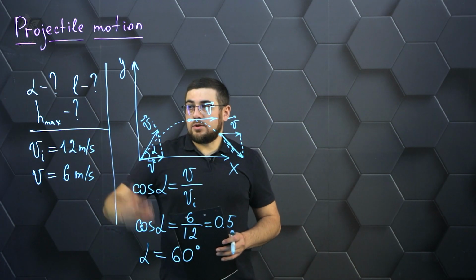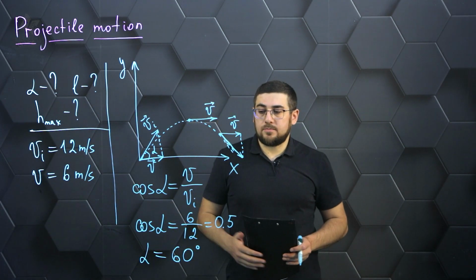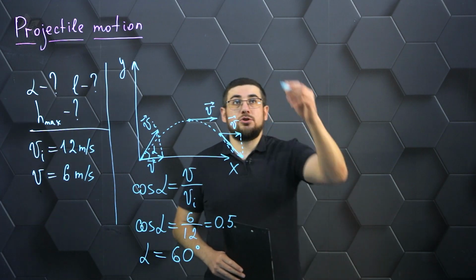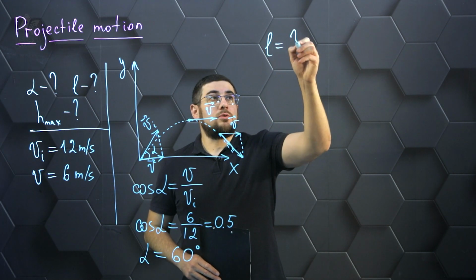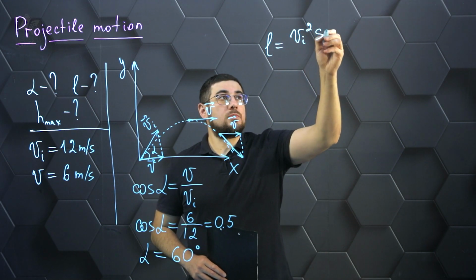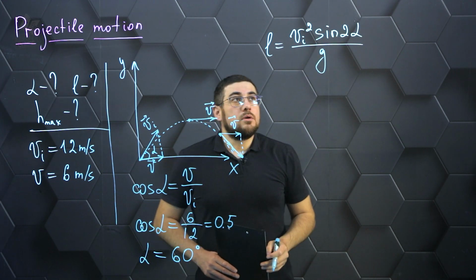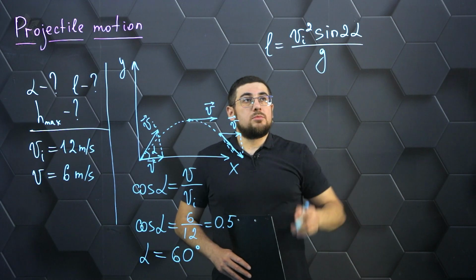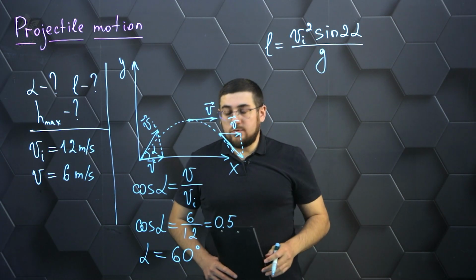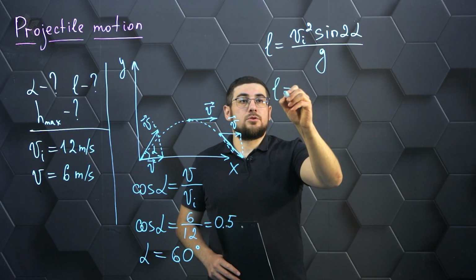Now, how do we determine the range of flight of this body? To do this, we also have the opportunity to calculate according to the known formula. Let's write it down. Here we just need to know the angle of throwing, which we got in the first question. And let's go through the calculation.